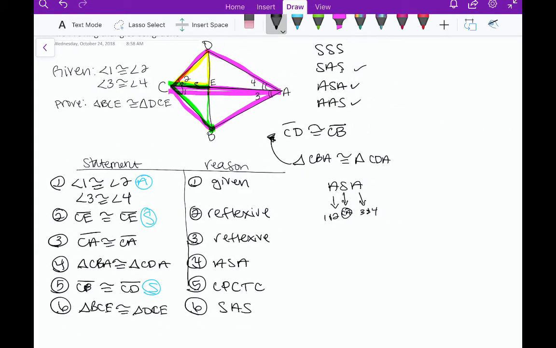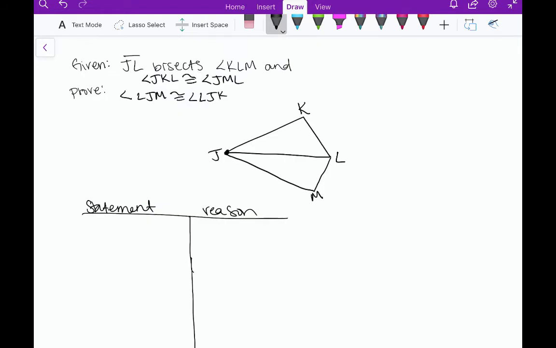I know that maybe was kind of confusing, but maybe try to redo that proof on your own and think through how I got that. Okay, so now we're going to look at this proof.